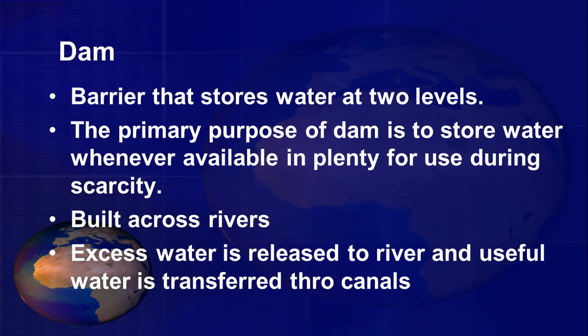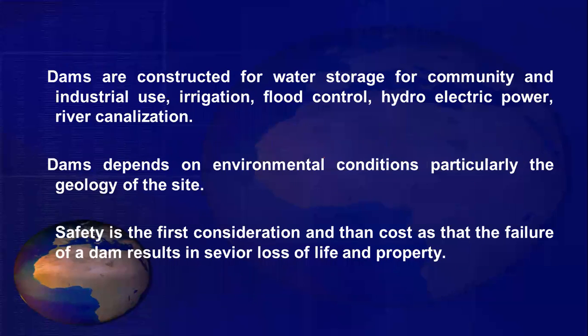That water can be used for irrigation, for drinking purposes, as water storage, and it can be converted into a water supply system. These dams are built across the water flows, that is, the rivers, basically. The excess water is released to the river and useful water is transferred into the canals. A canal conveys the water. Canals are the main carrier for irrigation purposes. They are the carriers of water.